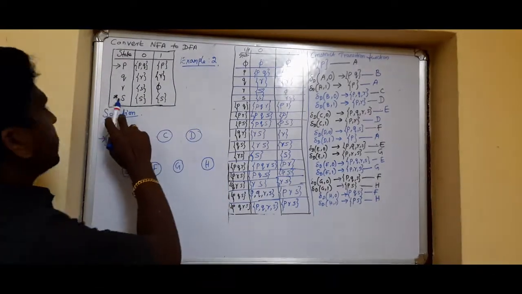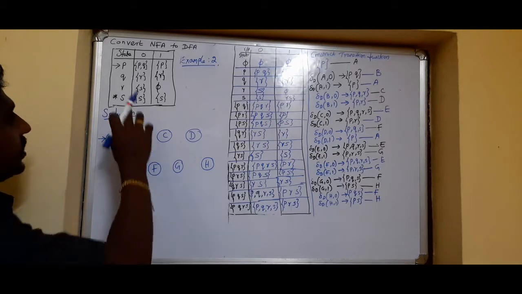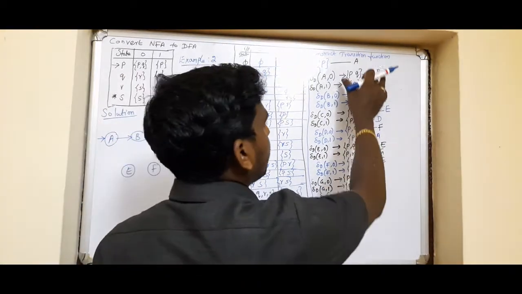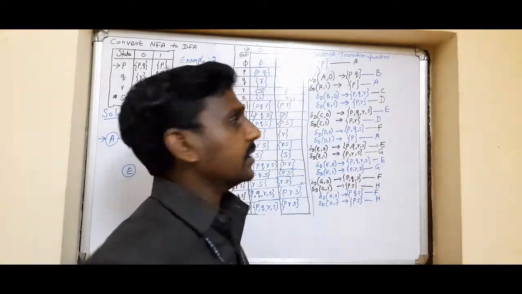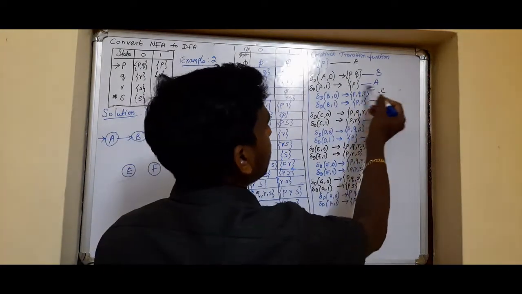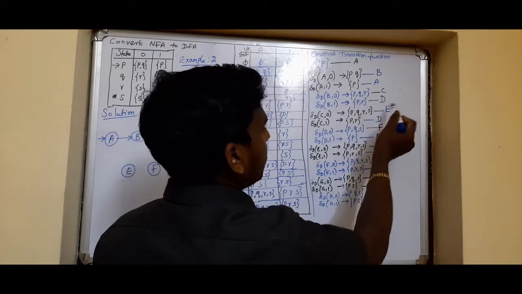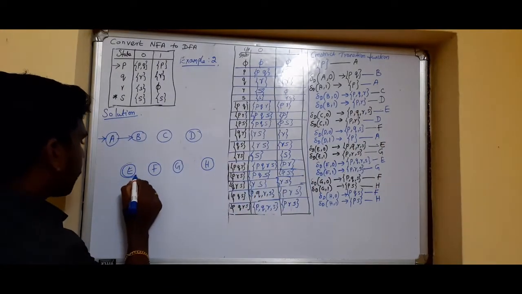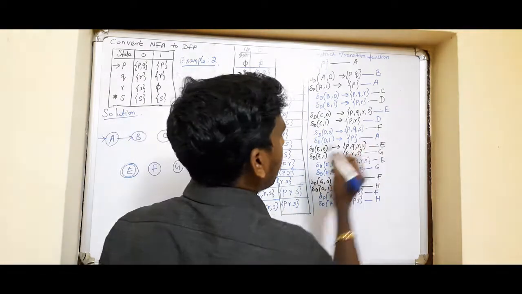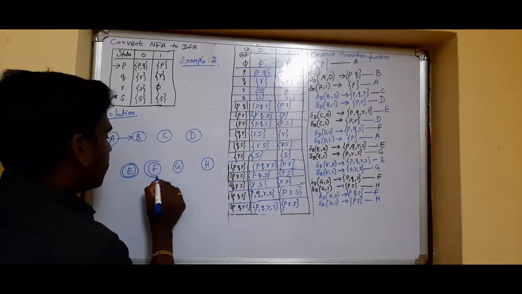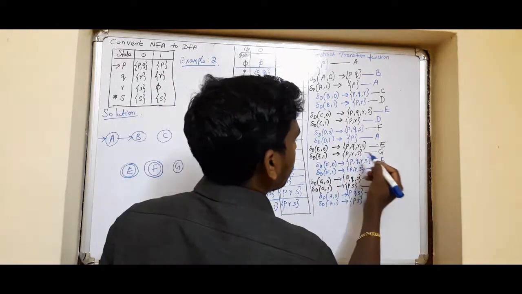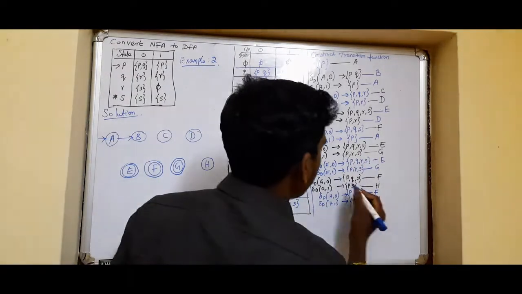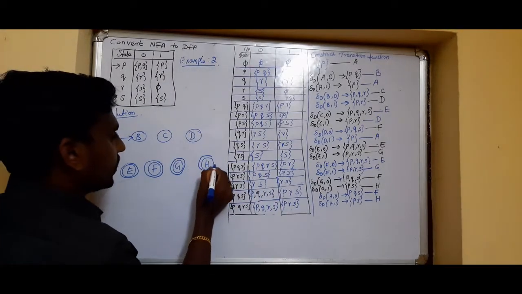And before that I have to mark the accepting states. See, in this diagram S is an accepting state, right? In the transition table, S is an accepting state. So whenever S comes here, that is an accepting state. See, A, there is no S. B, there is no S. C, there is no S. D also, no. E, there is S. So E is an accepting state. Similarly, F also has S, so F is an accepting state. G also has S, so G is an accepting state. And H also has S, so H is an accepting state.